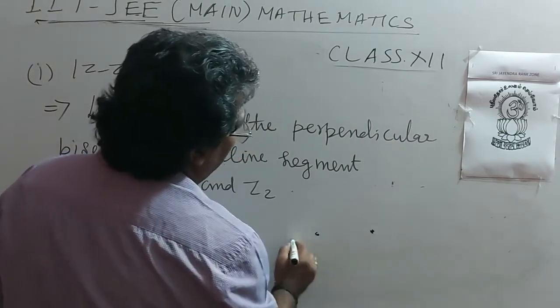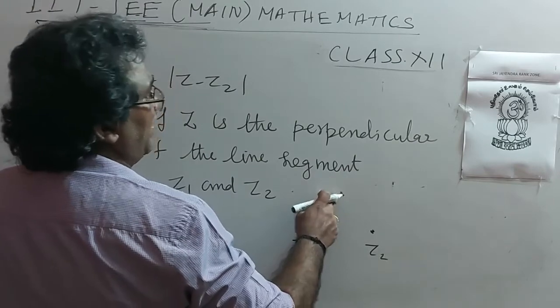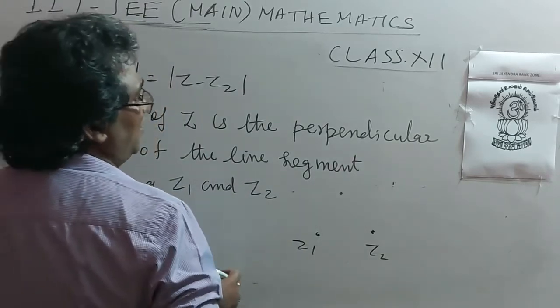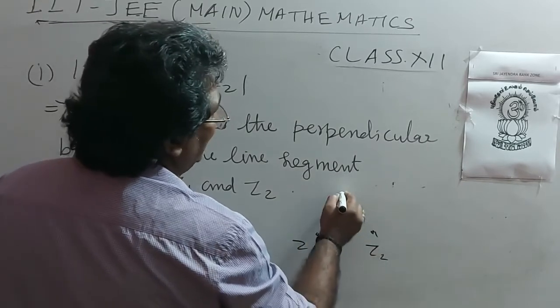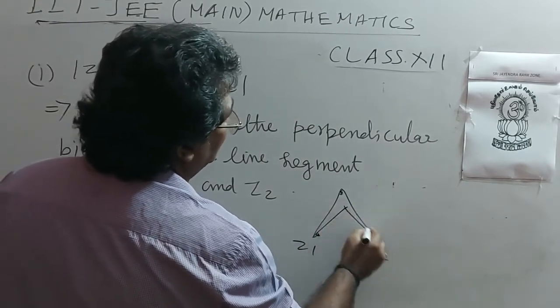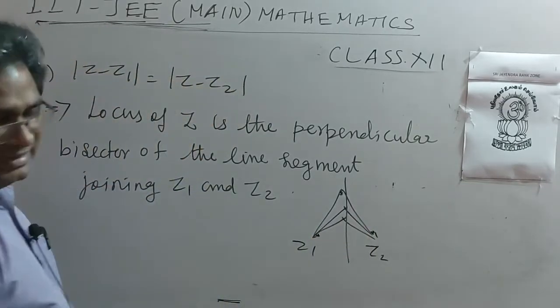We have 2 points, z1, z2. It's a moving point, it's a variable point z. Wherever it moves, the distance between z and these 2 points are the same. Therefore, it will be a perpendicular bisector.